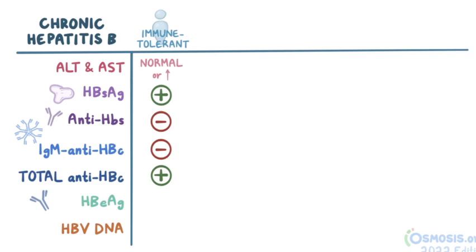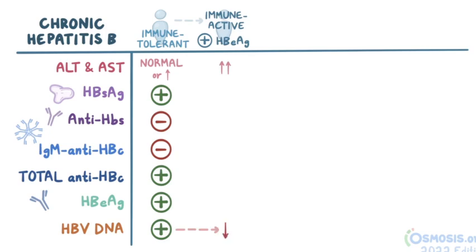Typically, the virus is actively replicating at this stage, so hepatitis B e antigen and HBV DNA levels are elevated as well. Then there's the immune active phase with positive hepatitis B e antigen, which is where there's more liver inflammation, so ALT and AST are elevated. And, as a result, the HBV DNA levels start to fall a bit. But in other ways, the labs are the same.